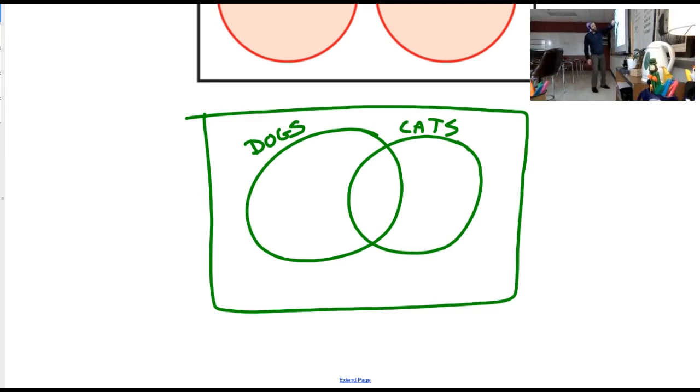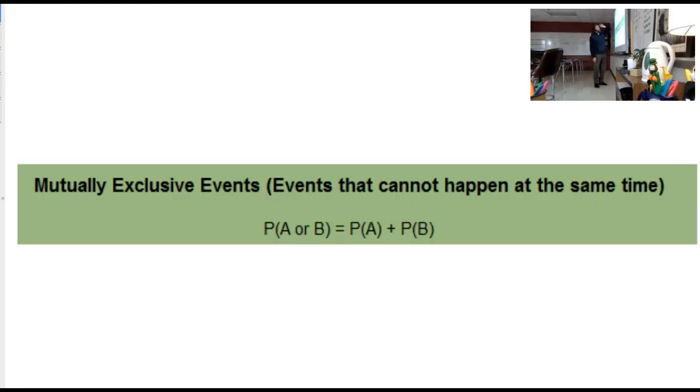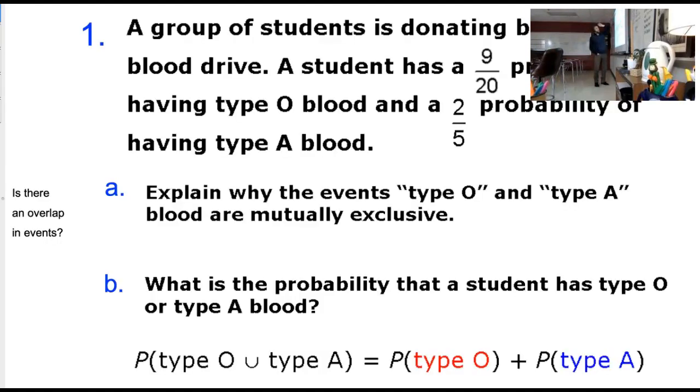Anyway, so this would be empty. Maybe there were 13 dogs and 20 cats, and no cat was a dog. So you would have an empty overlap there, which would be mutually exclusive. There's nothing in common. If they're mutually exclusive events and you're calculating probabilities, then the probability of event A plus the probability of event B would be the probability of A or B together. So you just add those two probabilities together.